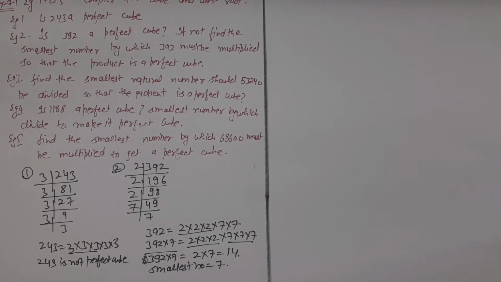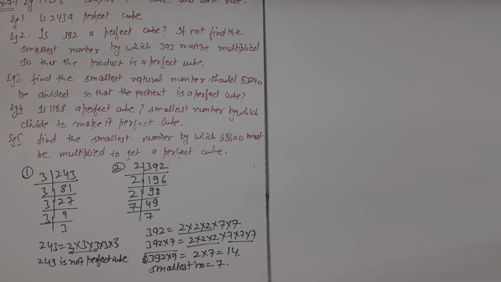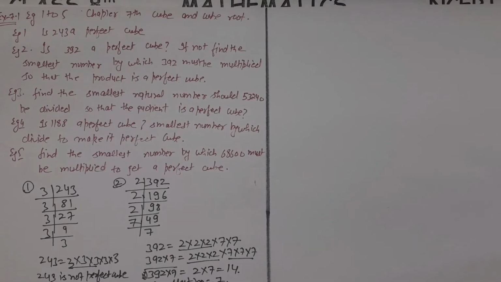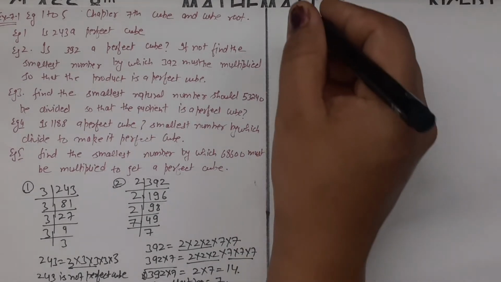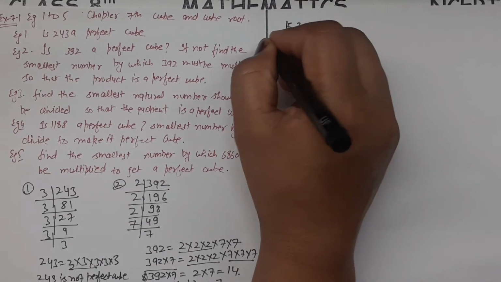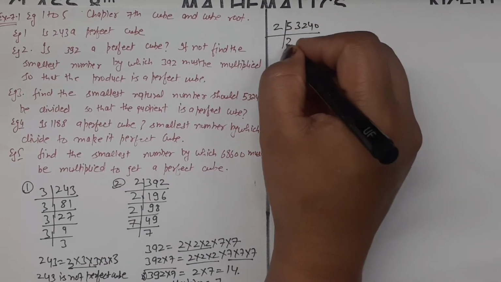Next is example number 3. Find the smallest natural number by which 53240 should be divided so that the quotient is a perfect cube. Prime factorization.